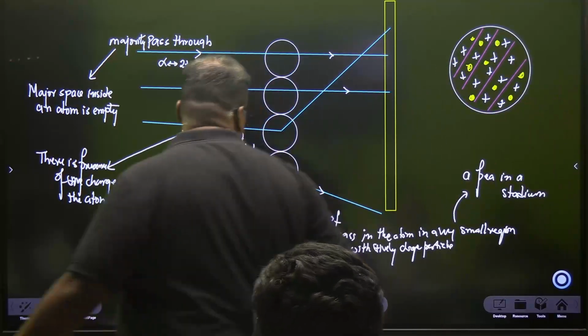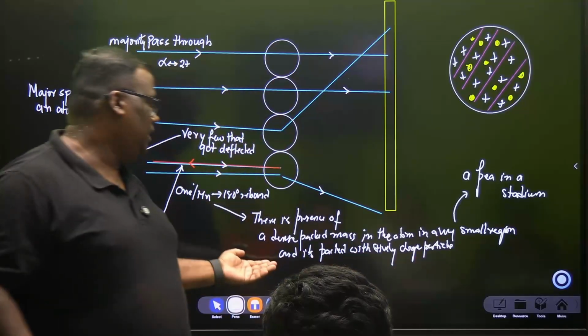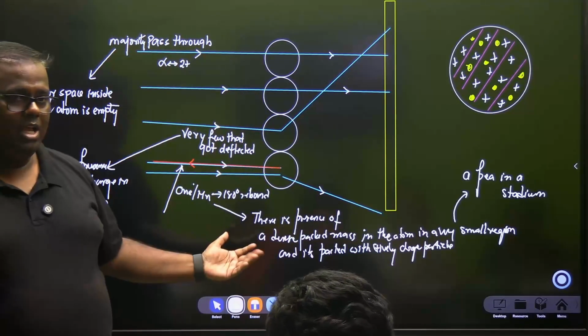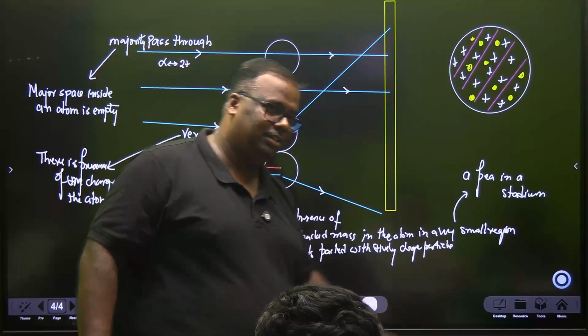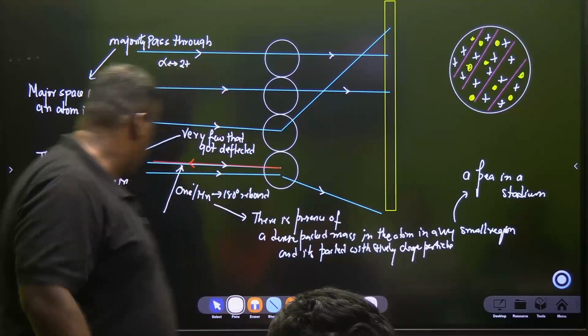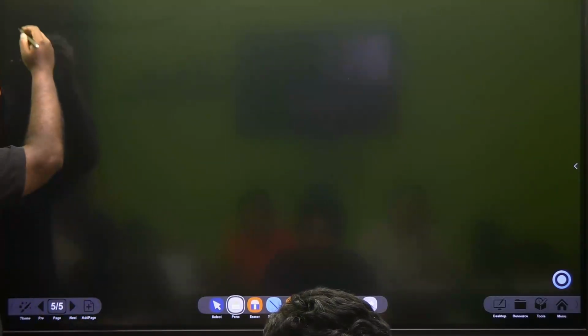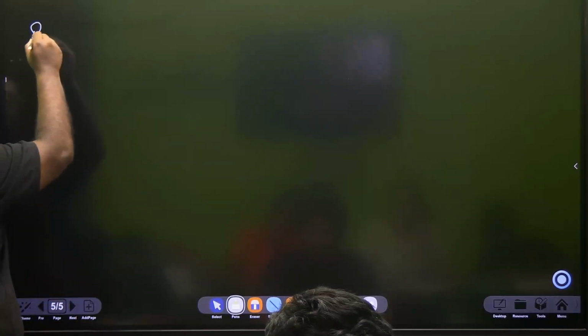The line at the bottom says there is a presence of a dense packed mass in the atom in a very small region, and it is packed with positively charged particles. Okay, let's go ahead. So from this, Rutherford will now give his model of the atom. So findings are major space is empty, that we have said. So now we come to the Rutherford's model.